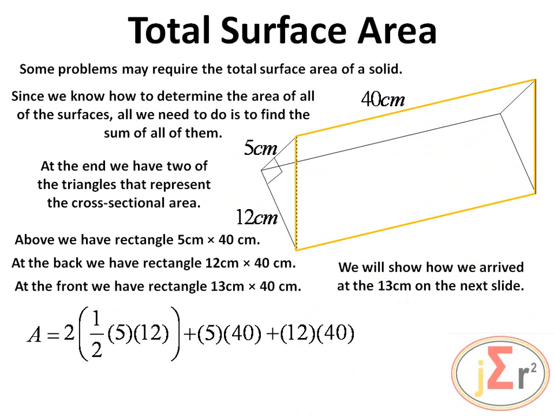How did we get the 13? Well, we will show how we arrived at the 13 on the next slide. So we are sure that is 13 by 40. And that goes right there. And when we simplify, what do we get?